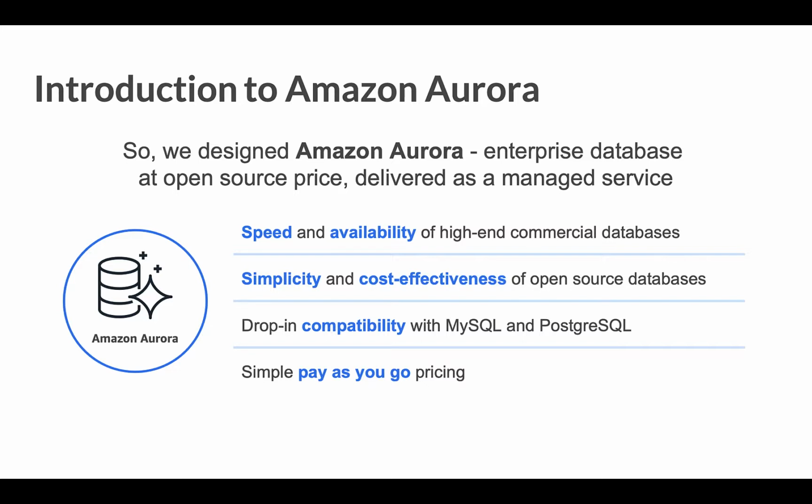Amazon Aurora is compatible with open source database engines. You can choose either MySQL or PostgreSQL. This means the code you wrote for either of these databases will continue to work with Amazon Aurora without making any changes. And also, all of this comes with the AWS promise of simple pay-as-you-go pricing.